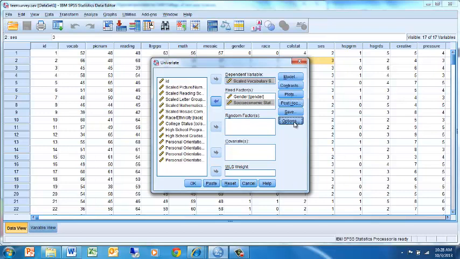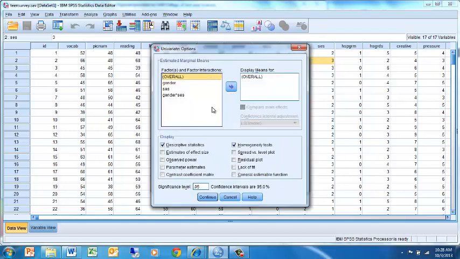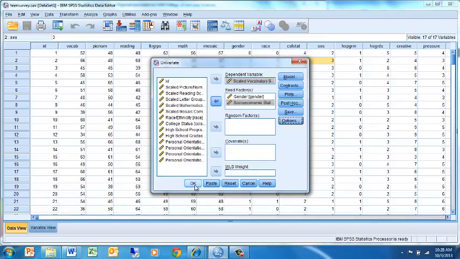In addition, we go down to Options, and we want to make sure that overall relationships are there, so we can get the means for gender, means for SES, and means for gender by SES. We make sure that descriptive statistics and homogeneity of variance tests are both checked. We click Continue, and at this point we're ready to run the results.